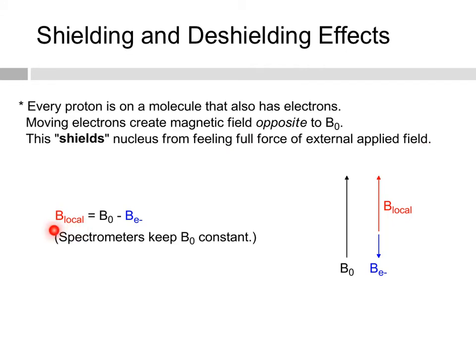So, the B local, that is, the local magnetic field felt by every proton, is going to depend on its electronic environment. Spectrometers will keep B0 constant, and the local field will be B0 minus any field that's set up by the electrons. This gives every proton a unique magnetic field, and that results in a different delta E for each proton. If we have a different delta E for each proton, they will release signals at different positions in the spectrum.